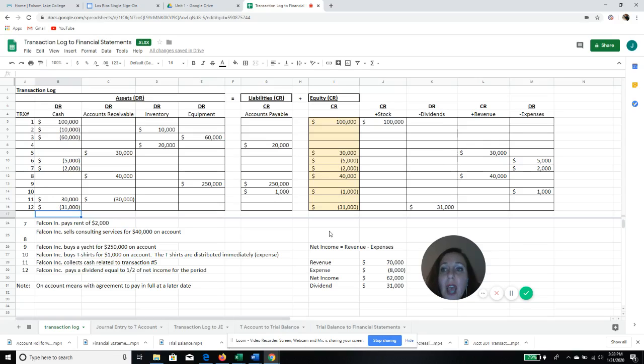That concludes our transaction log. In the next video, we will look at how to turn our transactions, our increases and decreases, into journal entries.